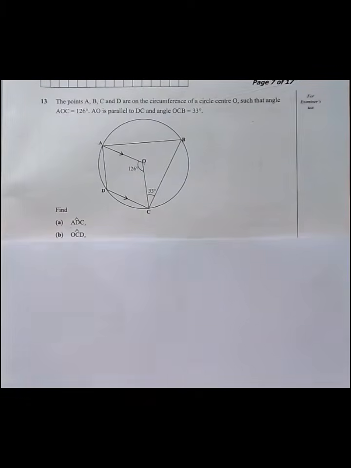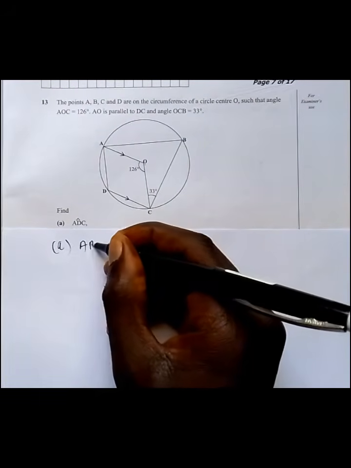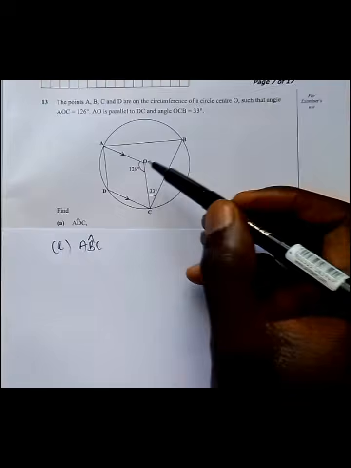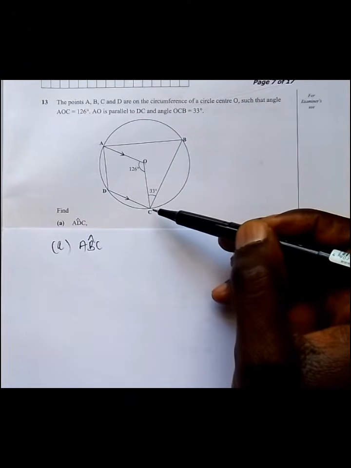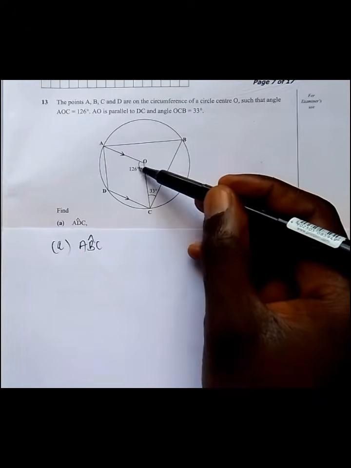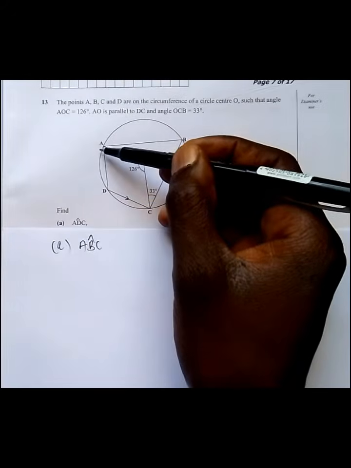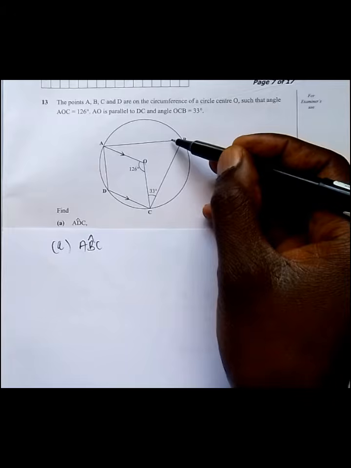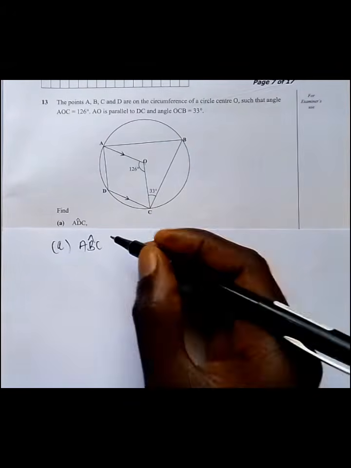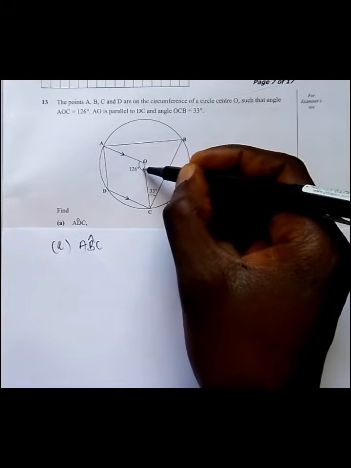So we go straight to finding angle ABC. Angle ABC is related to the angle at the center AOC. The relation is coming about because this angle at the center and this angle at the circumference share the same arc, or they are both opposite to this same arc. So which gives the relation: angle at the center is twice angle at the circumference. So to find ABC, we just say ABC is half of the angle at the center.